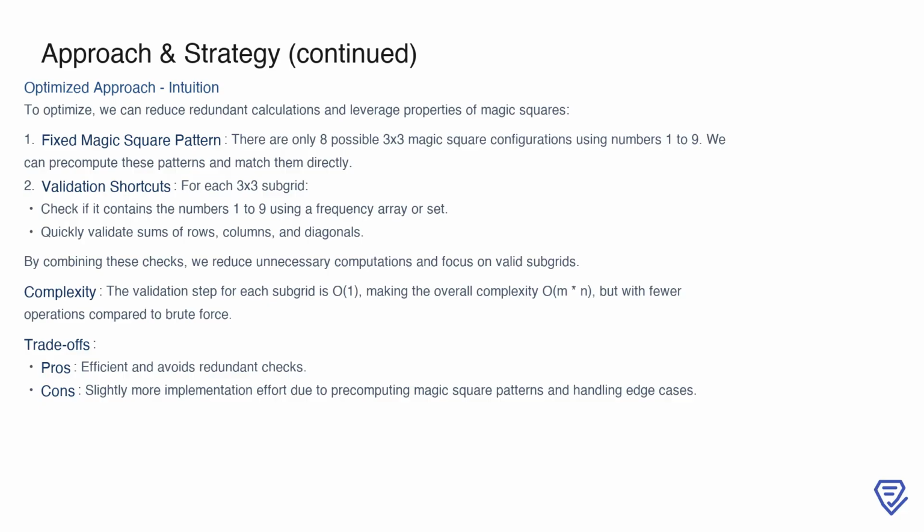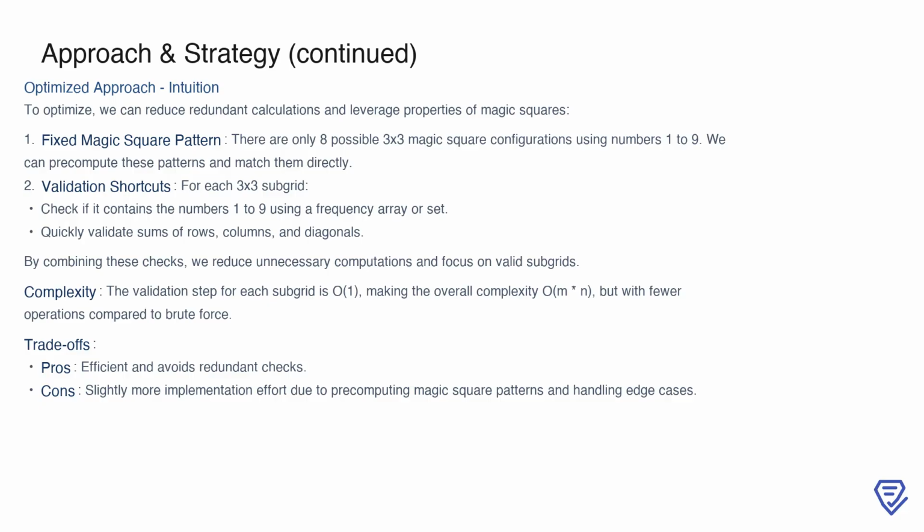When evaluating each subgrid, instead of rechecking all properties from scratch, we can simply match the subgrid against these pre-computed patterns. Additionally, validation shortcuts can streamline the process further. For instance, we can verify that the subgrid contains numbers 1 to 9 using a frequency array or set, and then quickly check the sums of rows, columns, and diagonals.